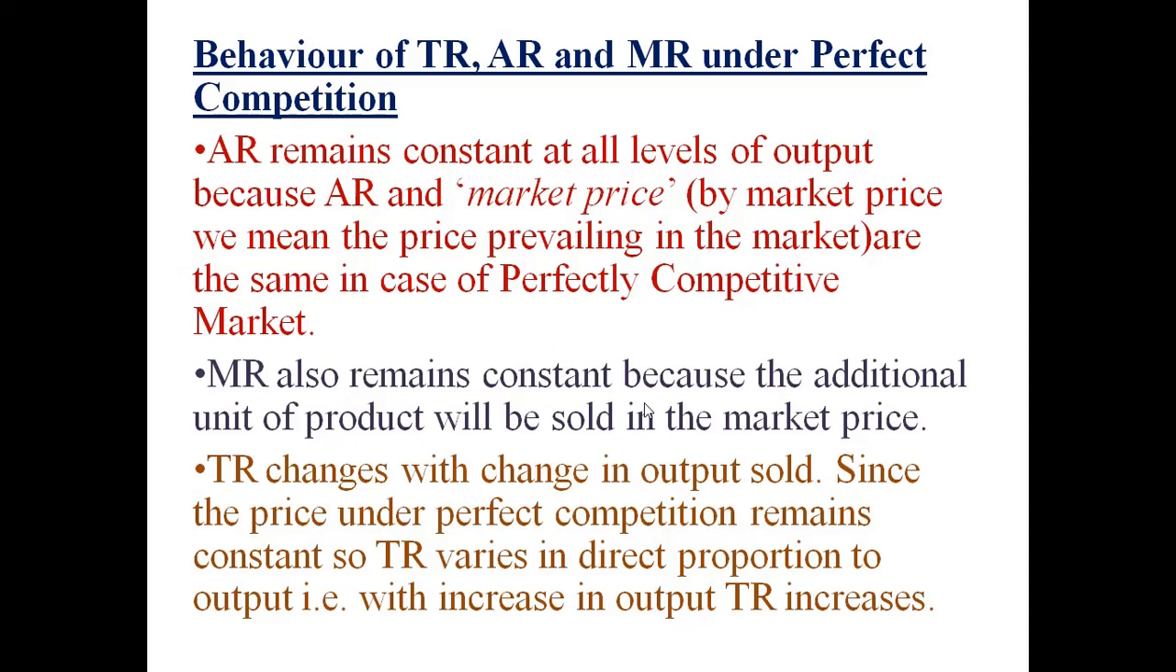And if you are selling any extra unit of output, you need not change the price, because the price will not fluctuate in a perfect competition situation. The price will remain constant, hence MR is also constant. So we can say that AR is equal to price, which is also equal to MR. So AR = price = MR.